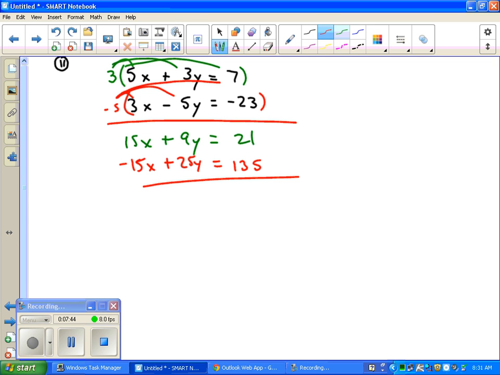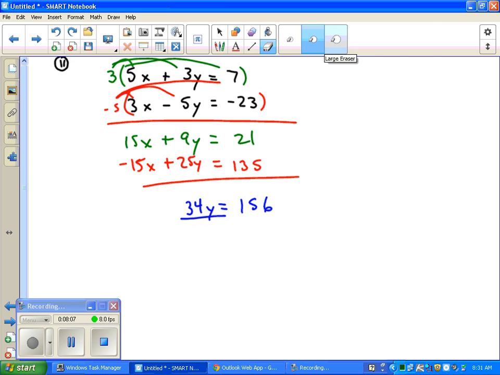Now you have two different equations. 15x and -15x cancel each other out. 9 plus 25 is 34y. And 135 plus 21 is 156. So in order to get y by itself, you divide by 34 since it's multiplying by 34. And I feel like I've made a mistake since I'm trying to rush under the time limit.